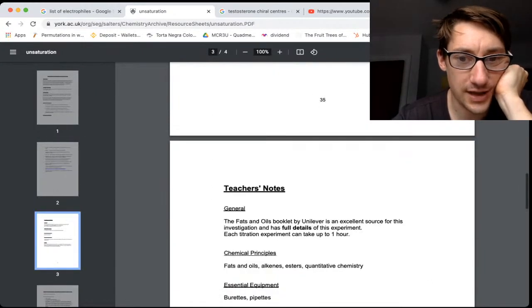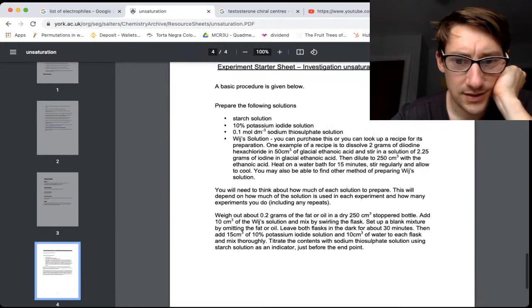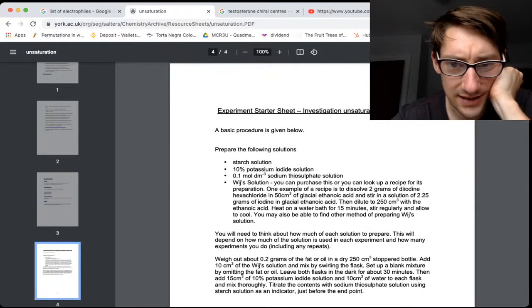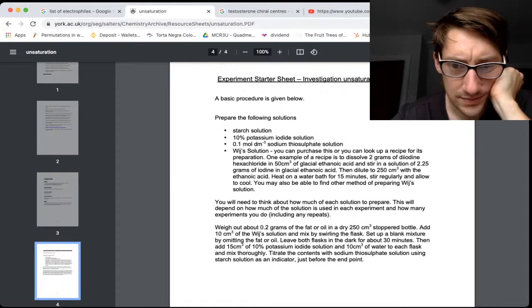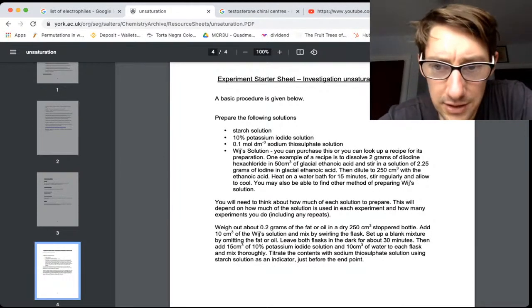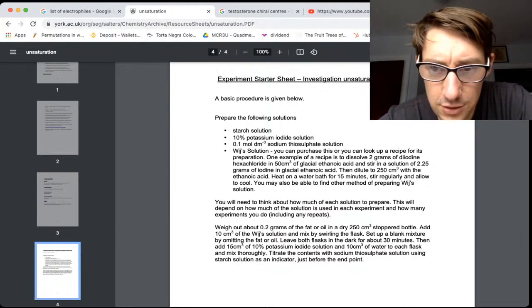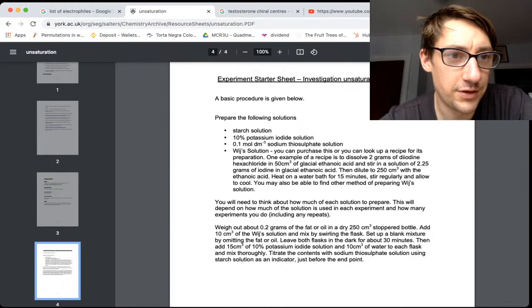Wow, this is trash. Starch, iodide, sodium thiosulfate. Weigh out the fat or oil. Add Wijs solution. 2 grams of iodine monochloride in ethanoic acid. Well, that's not helpful.